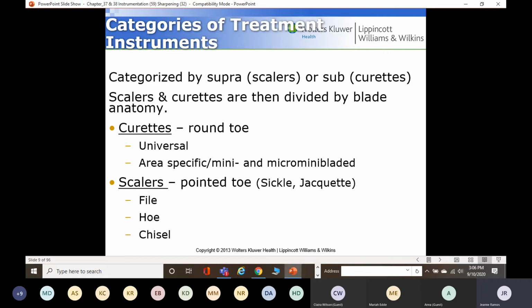And so for the really hard, thick, heavy pieces or bridges of calculus that were all over, one continuous piece from canine to canine on the linguals of the lower anteriors, we'd have to bust that up somehow and remove that with hand instruments. So we had instruments that would help us do that.